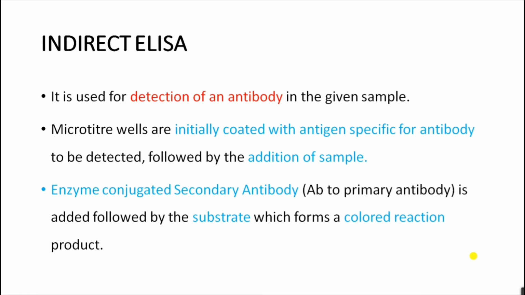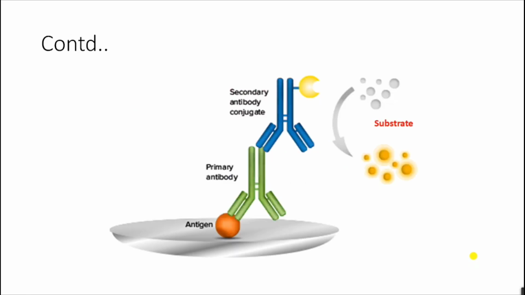This enzyme conjugated secondary antibody will be an antibody to the primary antibody. So you already have an antibody in the patient sample, and this enzyme conjugated secondary antibody will act as an antibody to the primary antibody. Then this is followed by a substrate. After the addition of substrate, as you know, it forms a colored end product.